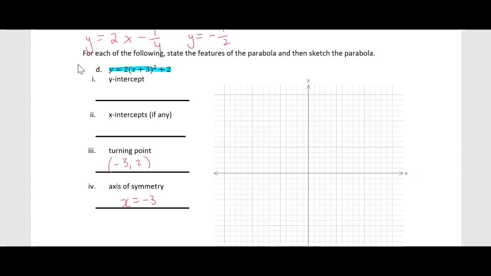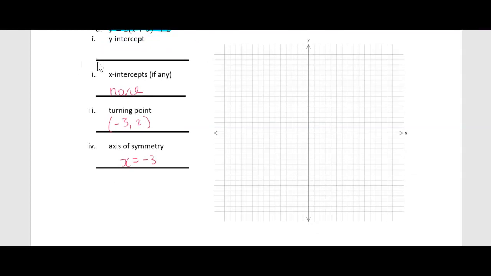Now your x-intercepts. Now I know this is a positive parabola that's shifted up 2, so there isn't going to be any. So there's none. Now let's say you're still learning, you might not notice that. You will notice it pretty soon. So remember your x-intercepts, we let y equal 0. So if I let that equal 0, what is it? 2 times (x plus 3) squared plus 2 equals 0.